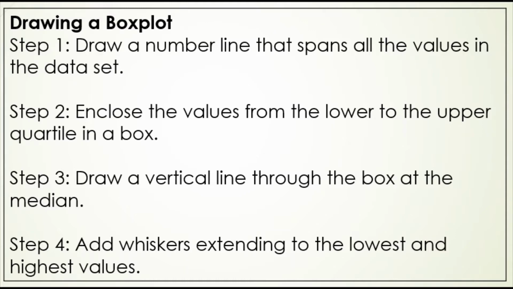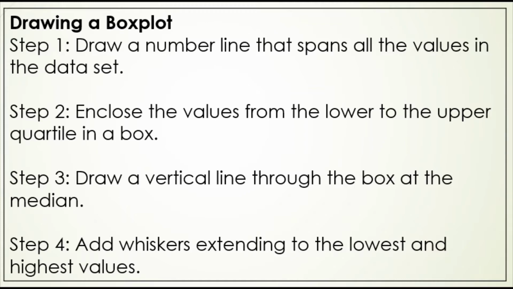All right, so to represent the 5-number summary visually, we're going to draw a box plot, or it's sometimes called a box-and-whiskers plot. And the steps for drawing a box plot are first to draw a number line that spans all the values in the data set. So we just need to look at the minimum and maximum values of the data set and make sure that our number line is big enough to cover that entire range.